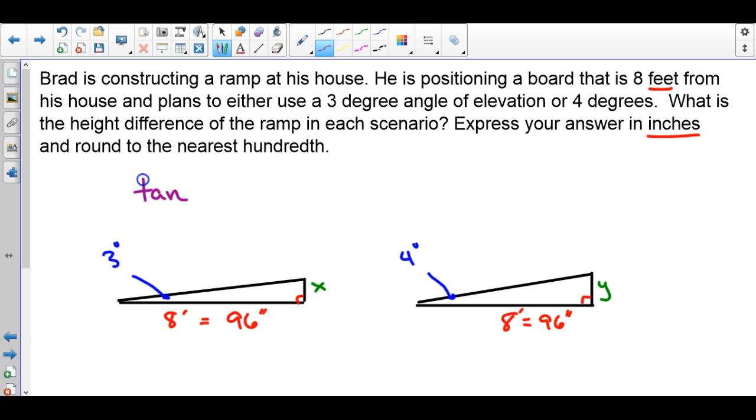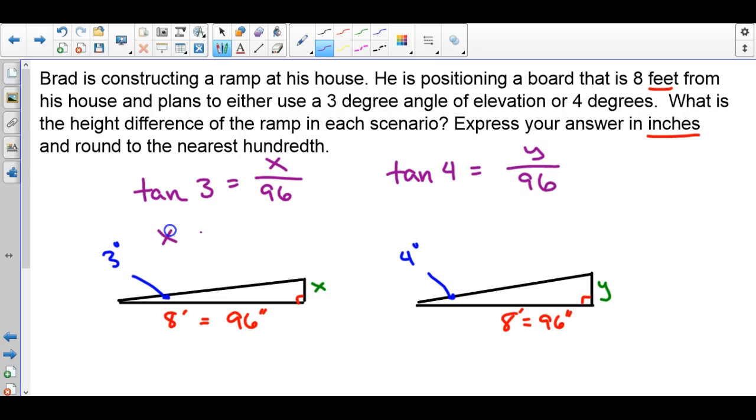So I'm going to say tan 3 equals my opposite side, which is x, over my adjacent side, which I'm going to use 96. The reason for this is that we are expressing our answer in inches, and I just don't want to convert it later, which we could though. If you had this over 8, you would just need to convert your answer later from feet into inches. So I just decided to do that right away at the beginning of the problem. And I'm going to do the same thing for the one on this right hand side. The only difference is my reference angle is now 4 degrees.